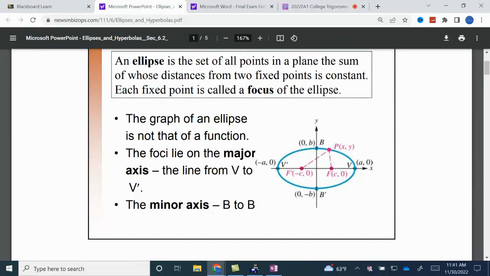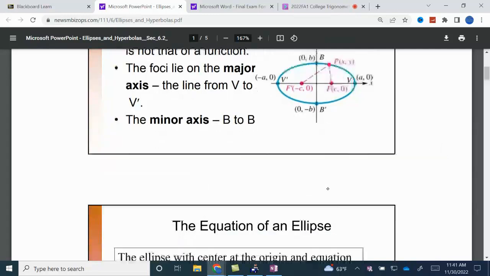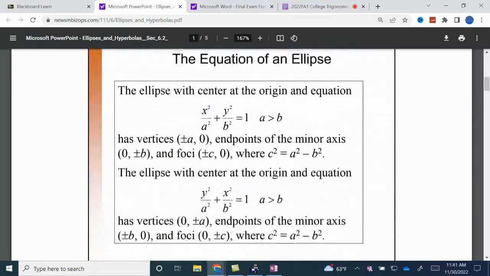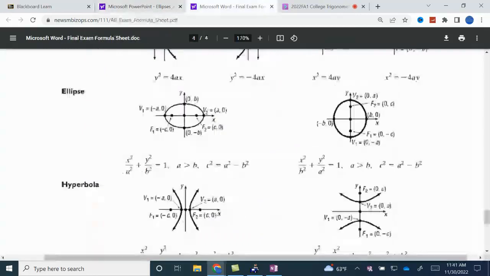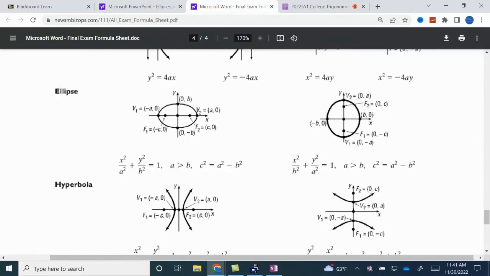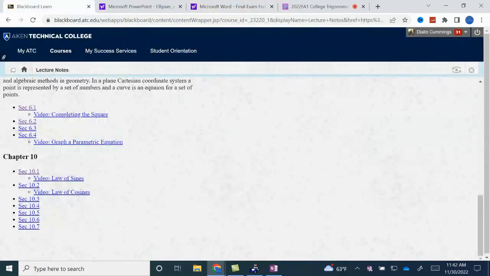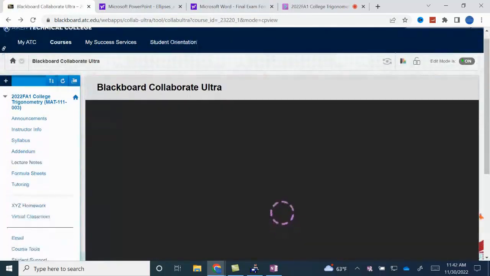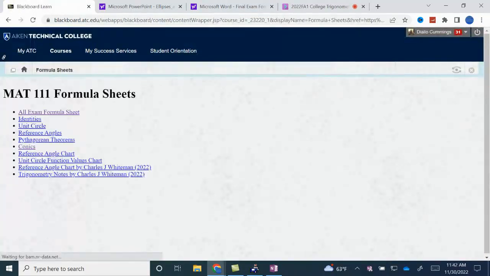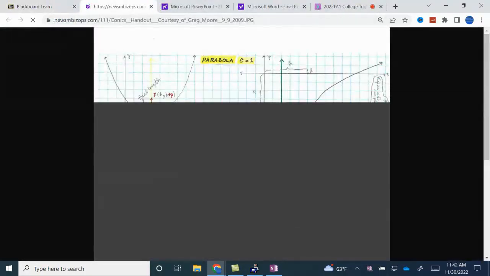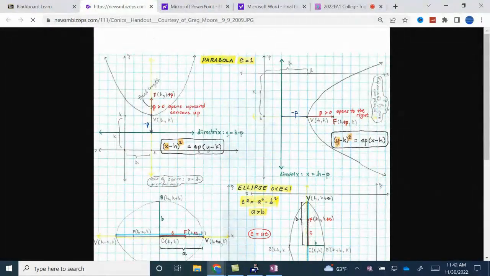So let's take a look at the actual equation of an ellipse. Again, we're going to talk about ellipses that are centered at the origin. The all exam formula sheet is for the conics that are centered at the origin. However, if I go back to the formula sheets, we have a conics formula sheet, and these are for conics that are not centered at the origin.